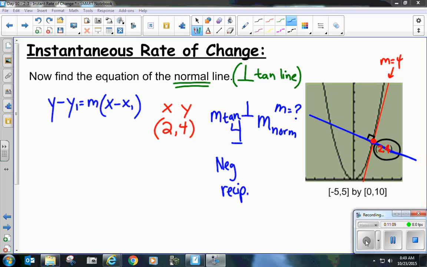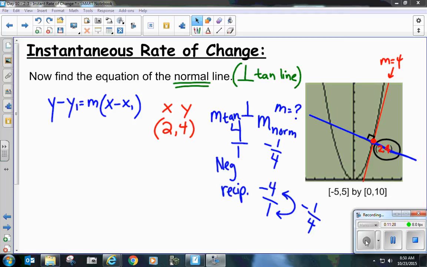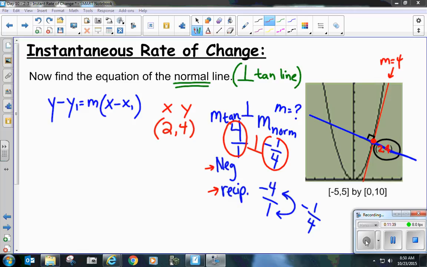Which means, if this is 4 over 1, I got to negate it to make it negative 4 over 1, and then I got to do the reciprocal of it. I switch the numerator and denominator. It becomes negative 1 over 4. So the slope of my normal line is negative 1 over 4. Once a line is perpendicular, as it goes from here, the slope will go to here. It is the negative reciprocal. I now have a slope here for my normal line. It's negative 1 over 4. So, let's just plug in some numbers.